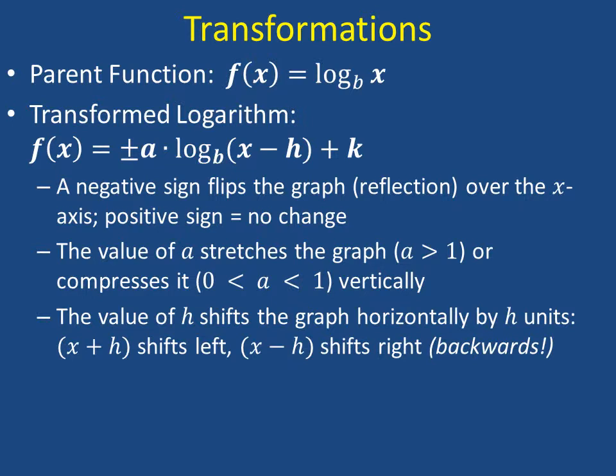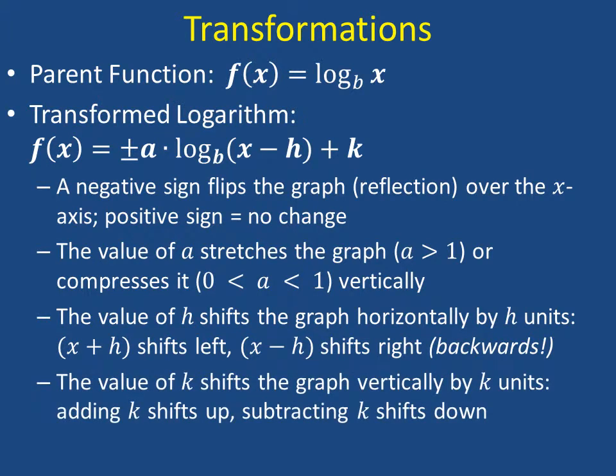The value of h, the number added or subtracted to x, is going to shift the graph horizontally by h units. Remember, it's kind of backwards, so x plus h shifts to the left, x minus h shifts to the right. And then finally, the value of k added to the entire thing is going to shift the graph up by k units if you're adding, or subtracting is going to move the graph down by k units.